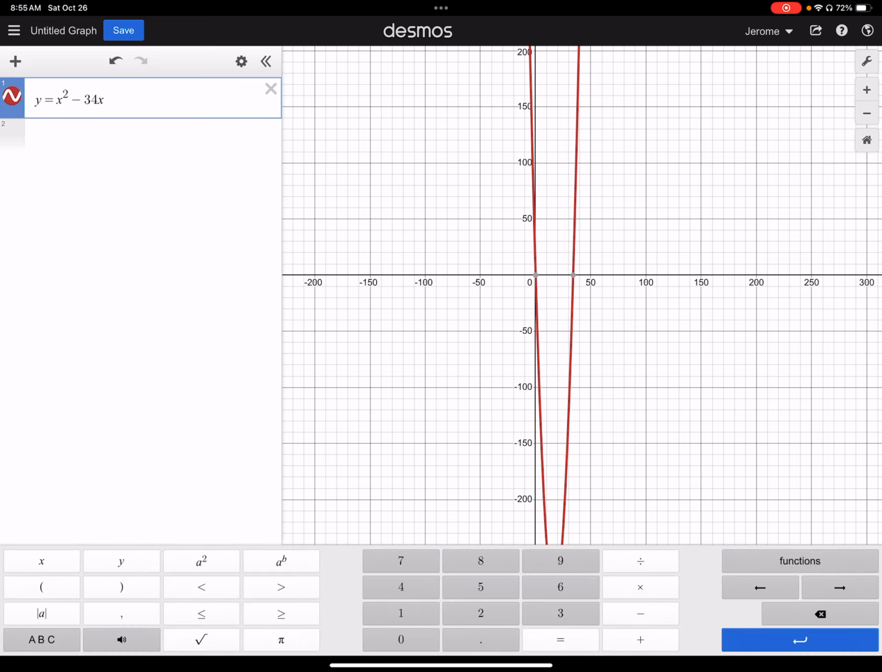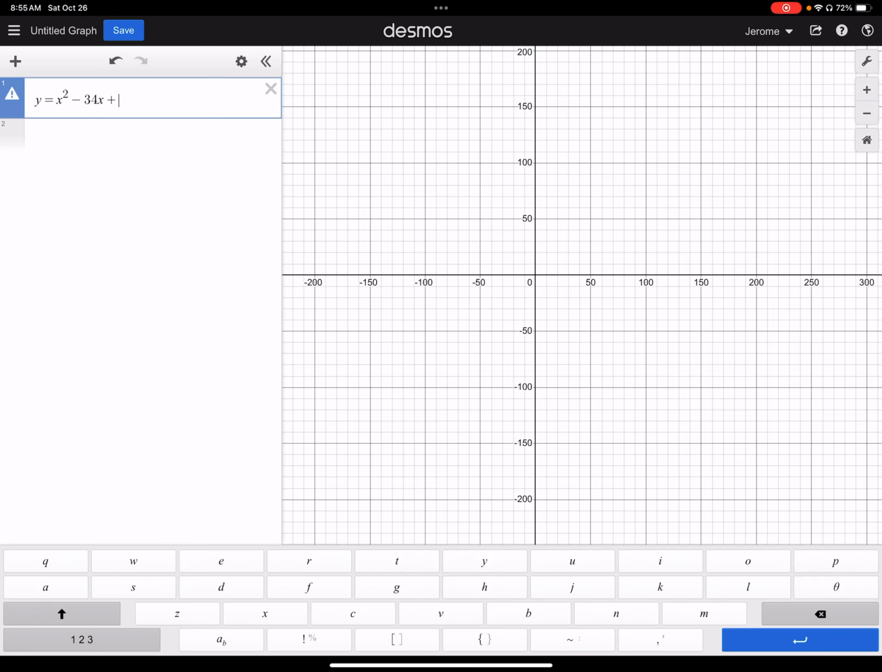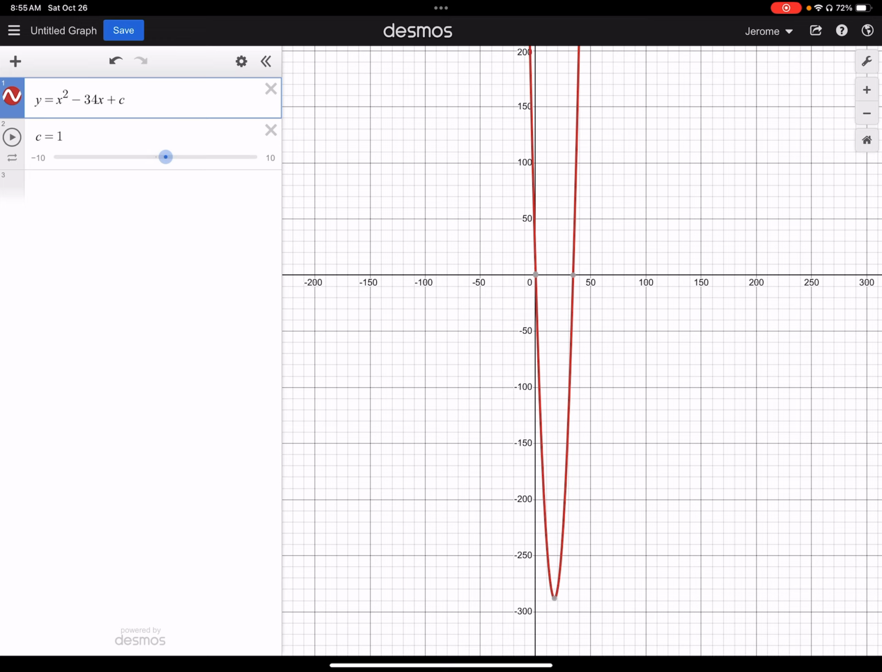So I'm going to do this with a fancy little slider here. I'm going to hit plus and then a little c. Let's make it the same exact letter. Yep, there we go. And then we'll add a slider. And right now, if I move this slider, you can see that it translates up if I move it positive, and it translates down if I move it negative. But it's nowhere near enough, right?